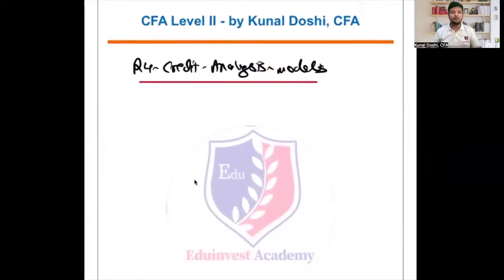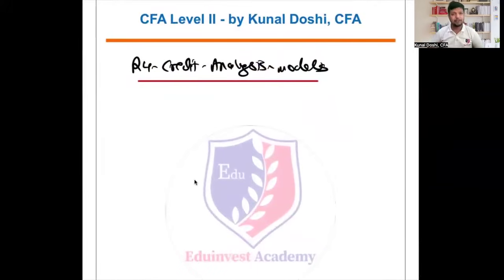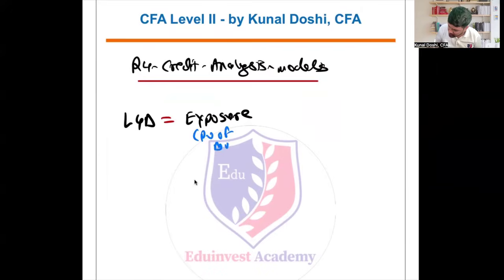So what I'm going to do is write down all the formulas step by step. First, we need to find the loss given default. It is basically your exposure. Whatever is your exposure, exposure is nothing but the present value of the bond, correct? That's your exposure. Times what? Exposure times how much you will lose if the bond defaults. That is called loss severity. Loss severity is the proportion that you will lose, right? So it is times loss severity.